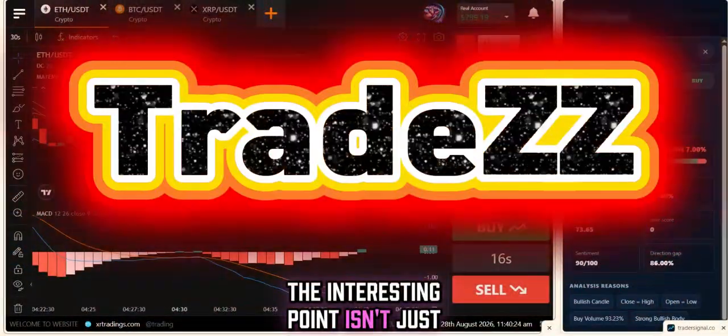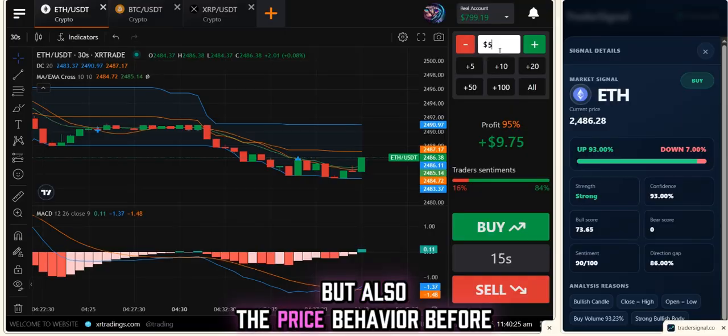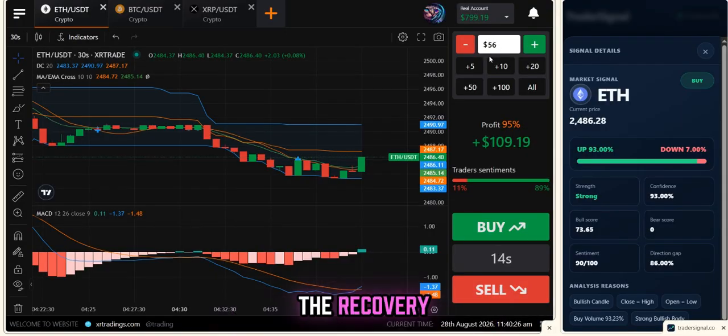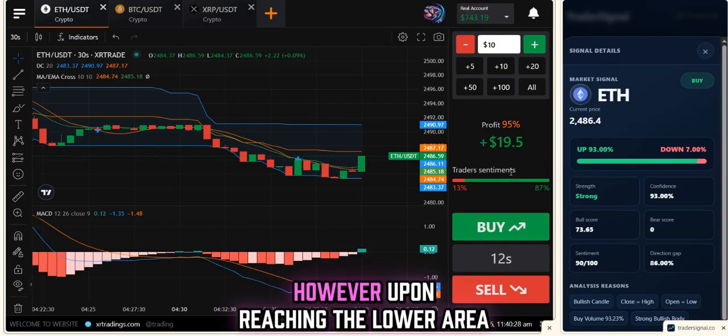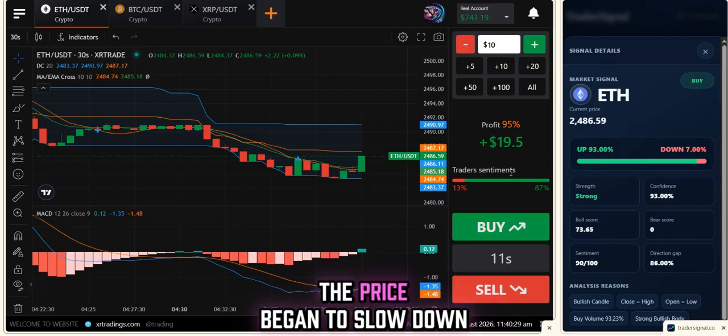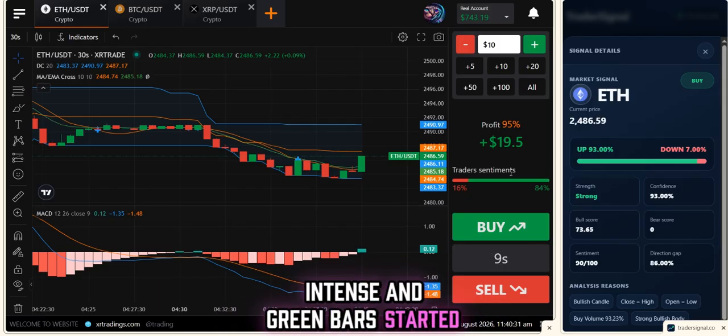Let's look at the latest Ethereum chart. The interesting point isn't just the green bar on the right, but also the price behavior before the recovery. Initially, the chart showed continuous downward pressure, with the price moving lower and the moving averages sloping downwards. However, upon reaching the lower area, the price began to slow down. The red bars became less intense, and green bars started to appear.